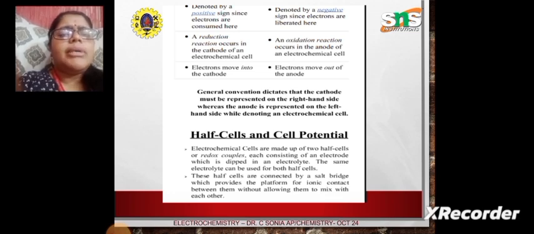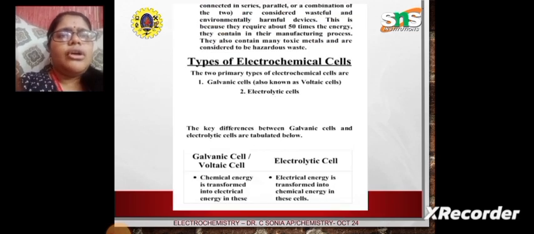Electrochemical cells are made up of two half cells or redox couples, each consisting of an electrode which is dipped in an electrolyte. The same electrolyte can be used for both half cells. These half cells are connected by a salt bridge which provides the platform for ionic contact between them without allowing them to mix with each other. Okay, so that is the main purpose of the salt bridge.